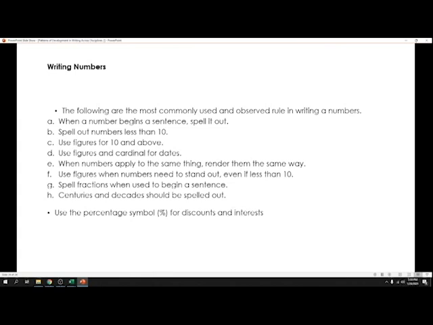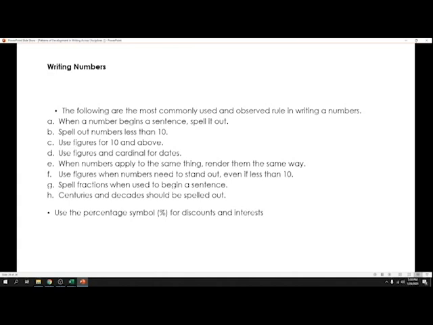We also have writing numbers. So the following are the most commonly used and observed rules in writing numbers. Letter A, or the first one. If a number begins a sentence, spell it out. So, spell out numbers less than 10. So, 1, dapat nakaspell out yan like O-N-E, less than 10 dapat. Use figures for 10 and above. So, kapag 10 na, pwede ka nang gumamit ng 1 at 0. 11, it means 1 and 1.